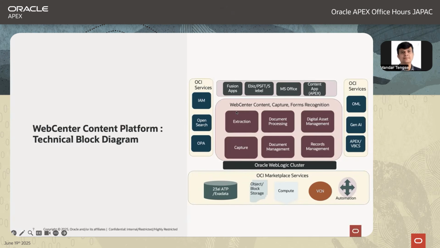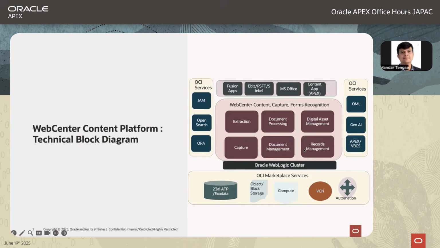And it comes pre-integrated with OCI services like IAM, OpenSearch, Workflow, PA service, OML, Gen AI services, Apex, like I said. And so now it becomes really easy to interface it with Fusion apps. It has a nice and easy way to integrate with Fusion apps, and Apex is what we are going to talk about, as well as other ERP. It sits on the new release of Web Center Content, which is 14.12, takes advantage of 23 AI, and we are going to talk a lot about how it takes advantage of object storage and all the OCI infrastructure.